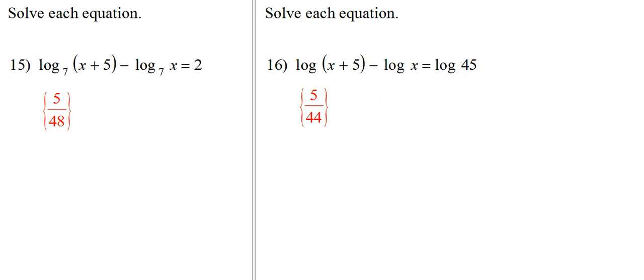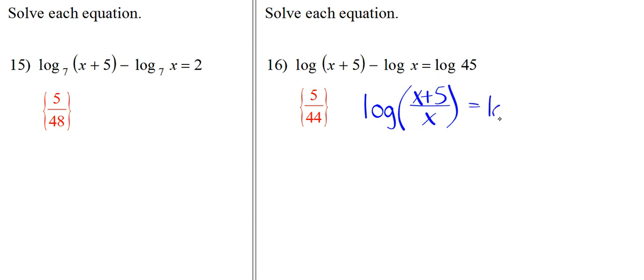And number 16 has some subtraction on the left side of the equal sign with two logs, which means that we are going to divide those arguments inside the same log. Okay, so that x plus 5 comes first, it's in the numerator, divided by x. And at this point, I guess let's just talk about it.